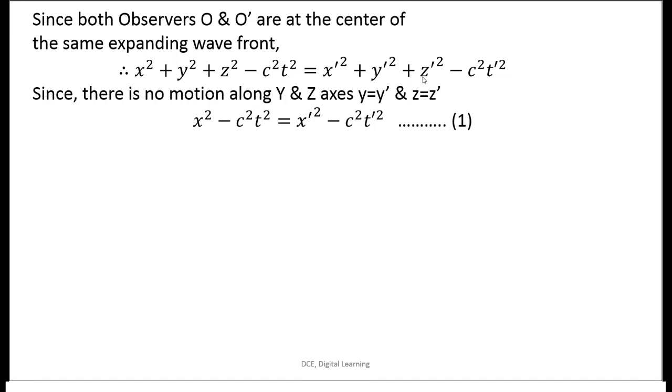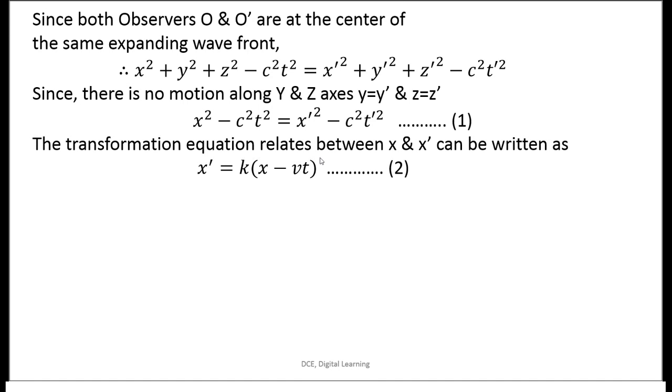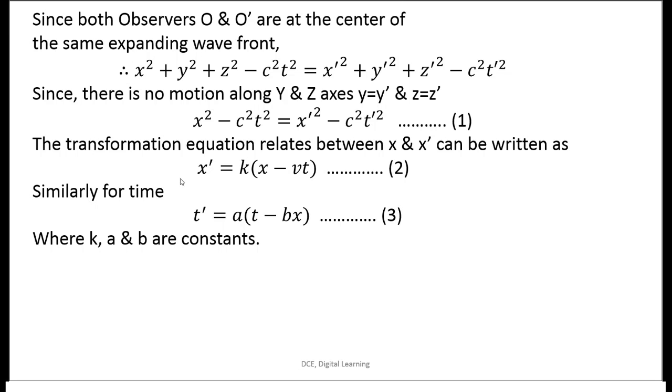On both sides, LHS and RHS, y and z cancel out. The remaining thing: x square minus c square t square is equal to x prime square minus c square t prime square. So the transformation equation which relates x prime we can write as x prime is equal to k into x minus vt, call this equation 2. Similarly, for time we can write t prime is equal to a into t minus bx.